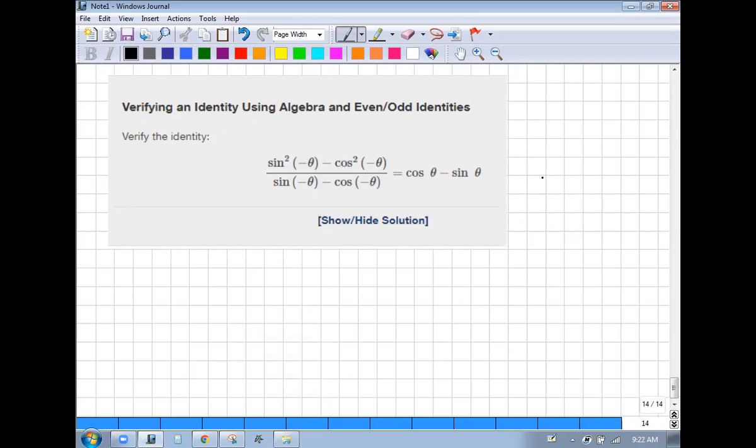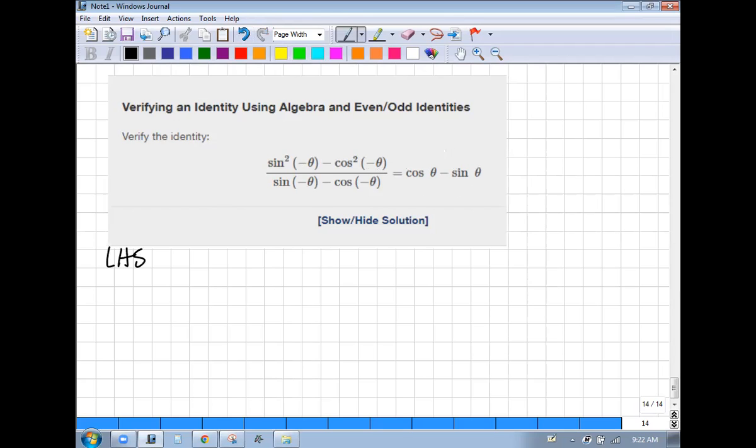So I look at this, and this looks complicated. This is a fraction. This isn't. You know, that's something we have to resolve. The main thing that sticks out to me is that we have these negative thetas. There's no negative thetas over here, right? So that's the first thing I'd want to resolve.